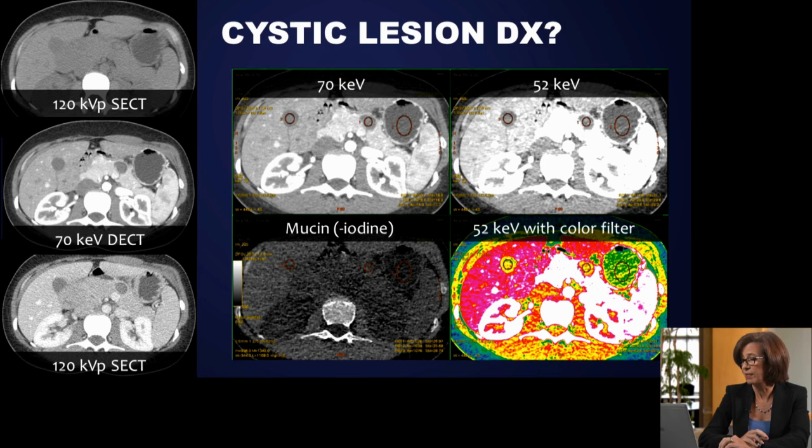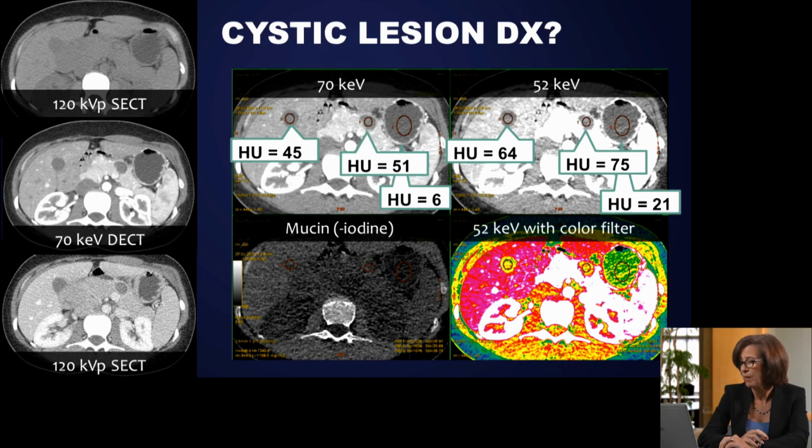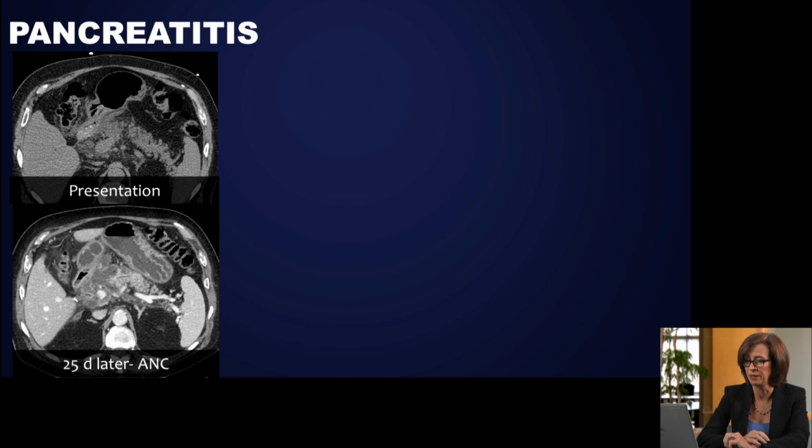One hint as to what this is doesn't really come from the attenuation, but from looking at the margin, and that is a hyperenhancing margin, and this is a cystic degenerated pancreatic endocrine neoplasm. So there are other reasons that there may be fluid around the pancreas. Pancreatitis is one of them.